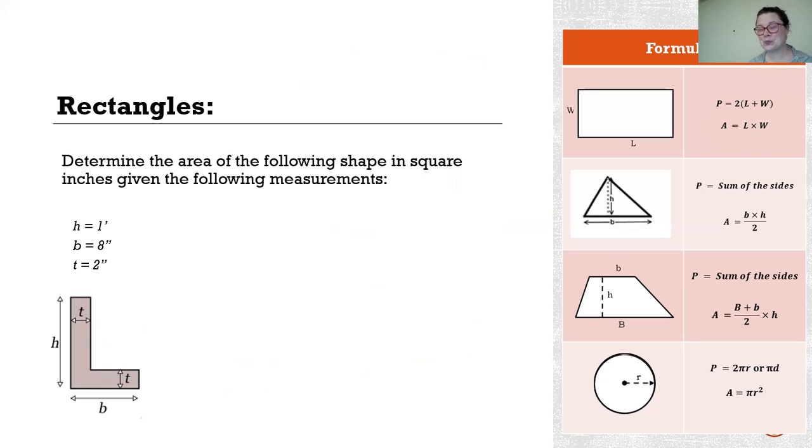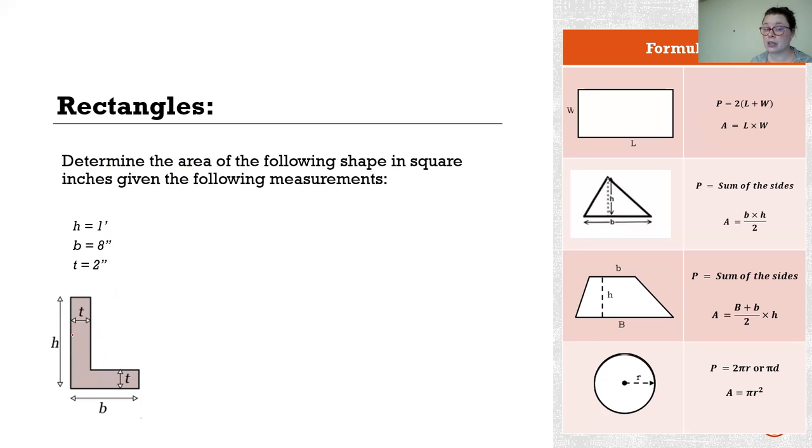Back to this picture. You had to know this one was coming because the last video I made the mistake of telling you square feet. So this question asks us to determine the area of the following shape in square inches given the following measurements. So the measurements are the same as we saw before. We have H is 1 foot, B is 8 inches, T is 2 inches, and that's it for measurements.